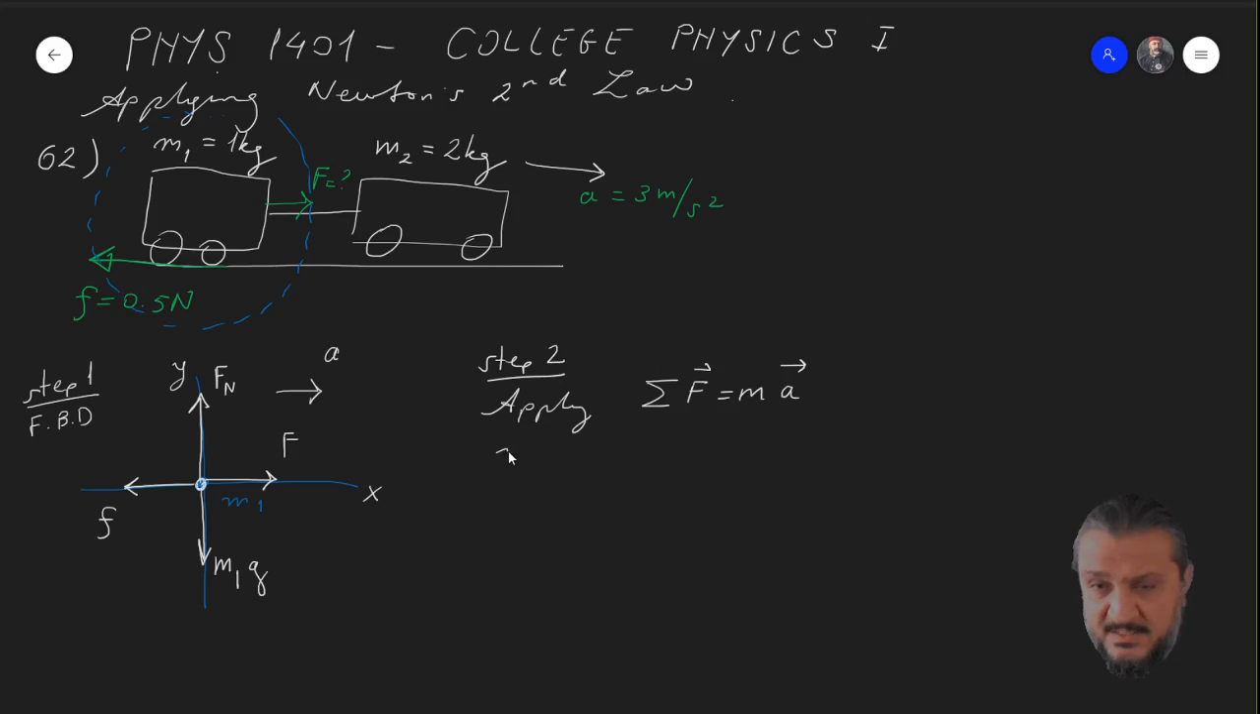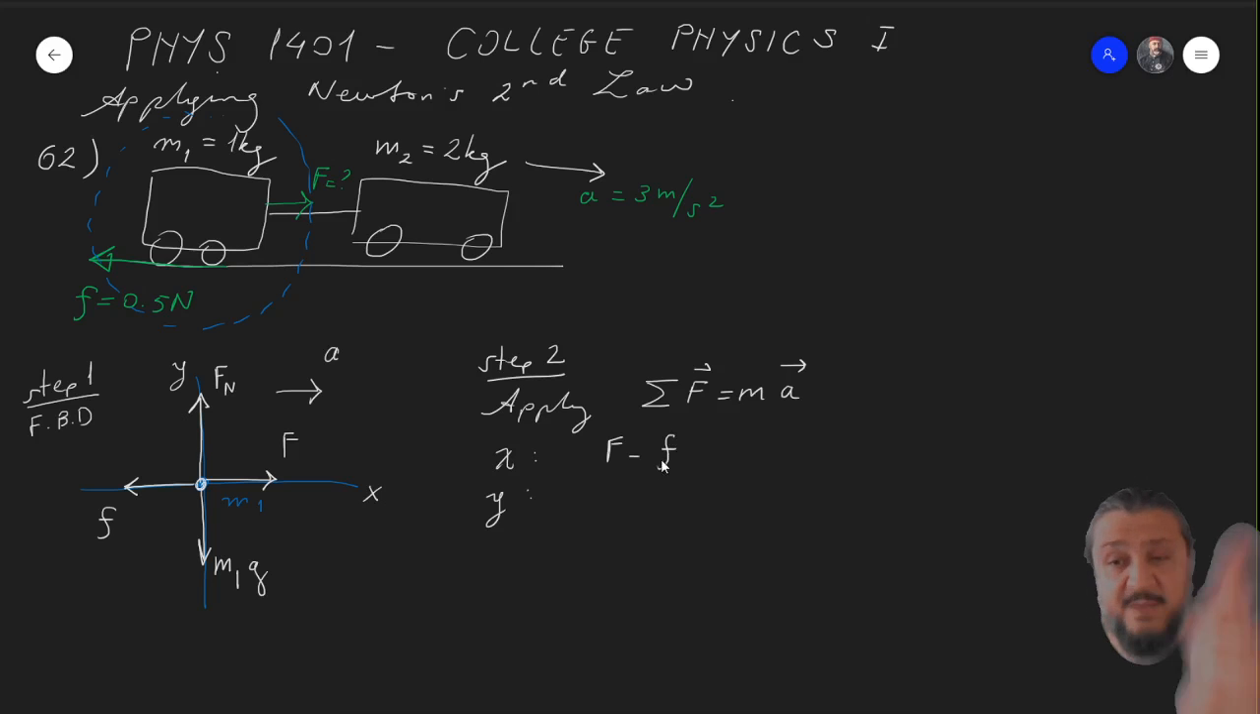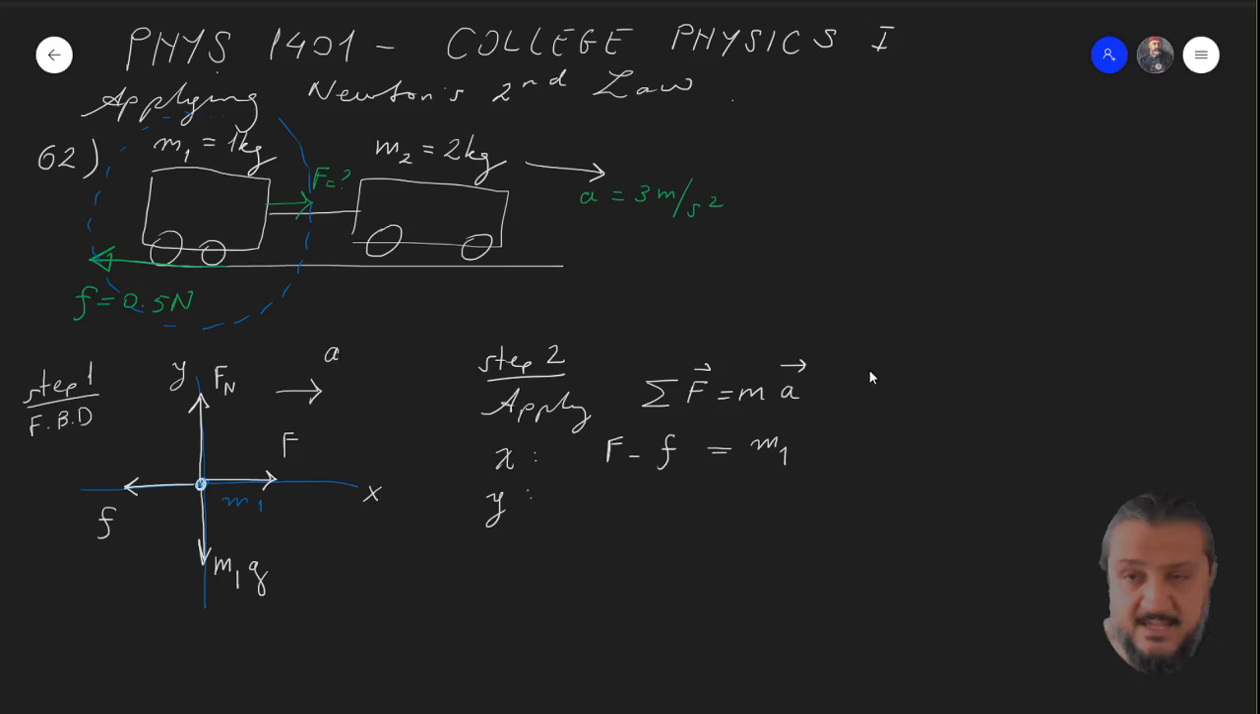But in general, this will give us two equations, one in the x direction and one in the y direction. So the x component of the net force, in other words, right? We have capital F to the right and little f friction to the left. So F plus negative f, or F minus f. So F minus f would be the x component of the net force, which will be equal to mass, which is M1, times the x component of the acceleration, which is a.